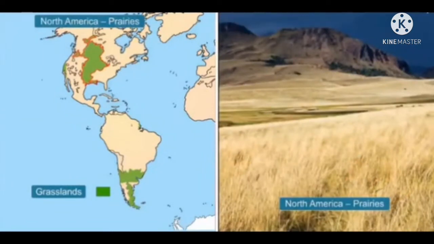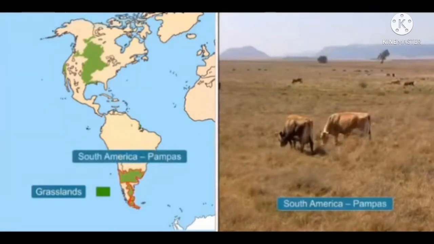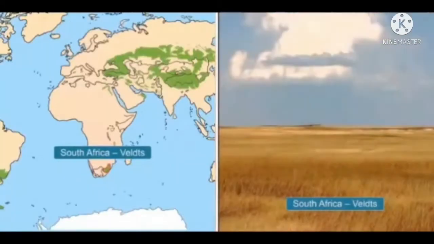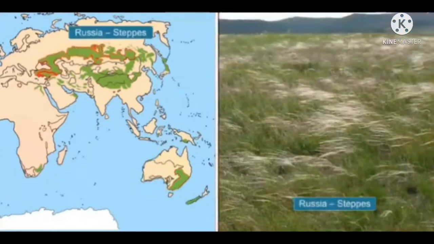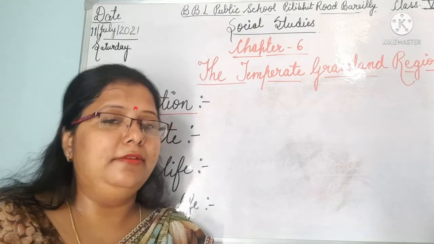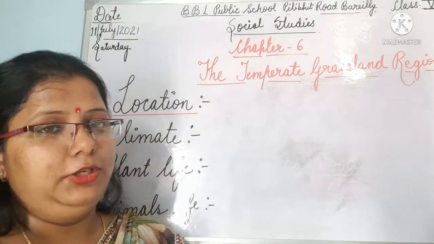Prairies in North America, Pampas in South America, Velds in South Africa, Downs in Australia, Steppes in Russia. I hope, children, you have understood about the location.